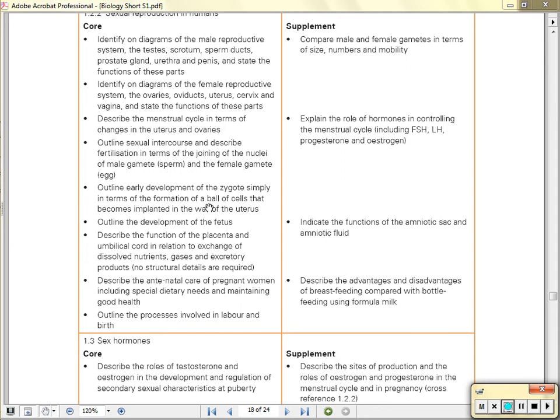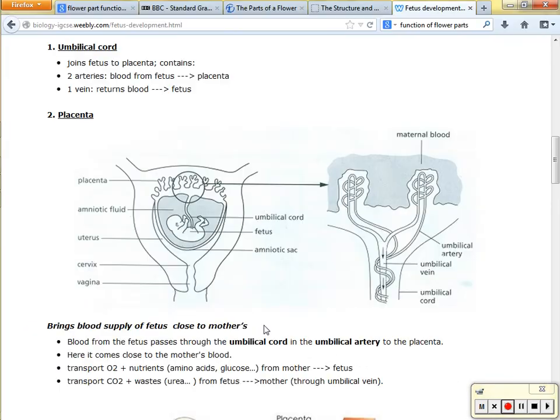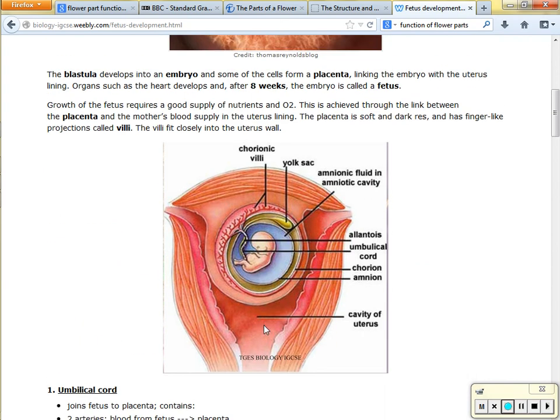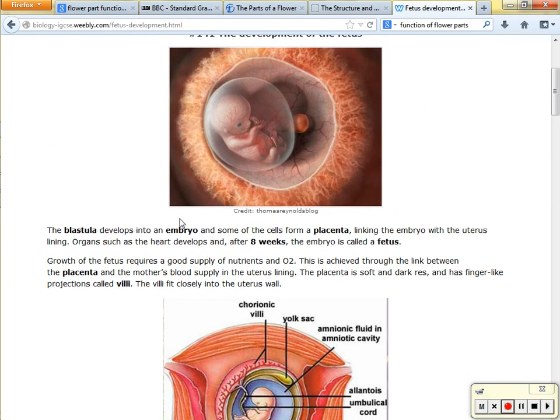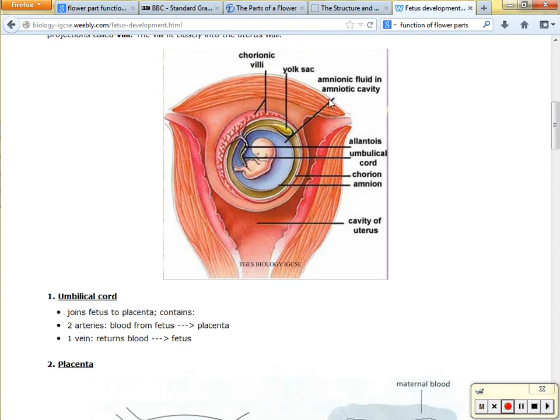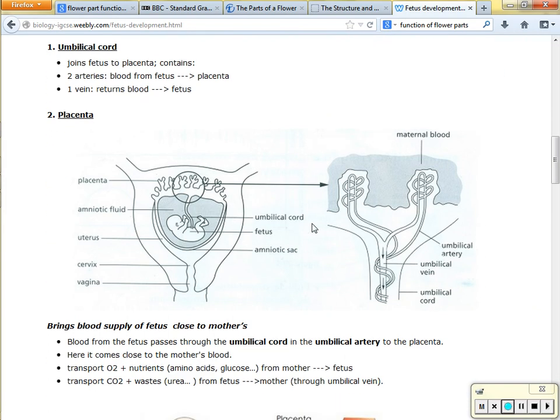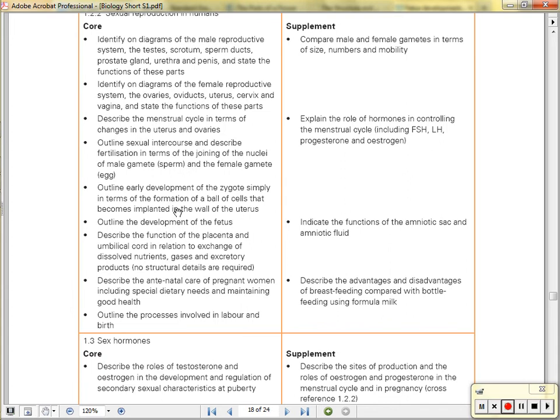So next you have early development of the zygote, simply in terms of the formation of a ball of cells that becomes implanted in the wall of the uterus. So there you go. The fetus starts to develop and grow. Oops, wrong one. And the blastula develops into an embryo, and then it attaches to the wall via what's called a placenta. Now the placenta is how the fetus gets its nutrients and its oxygen, and it's literally just a bunch of pins that stick into the mother's uterus that allow diffusion to take place.